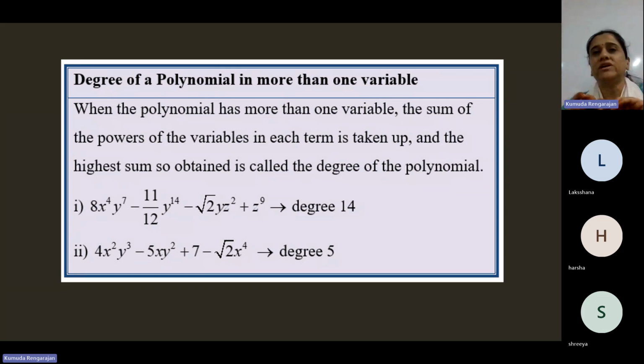From the collection of real numbers, take away 0. The rest of the real numbers are constant polynomials. 0 is called the zero polynomial. All right.